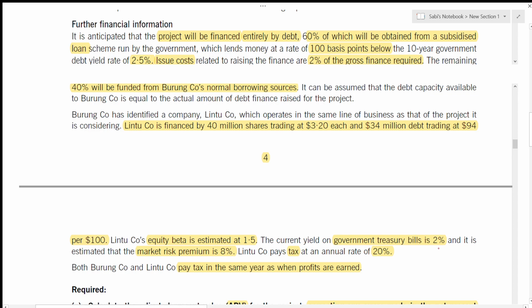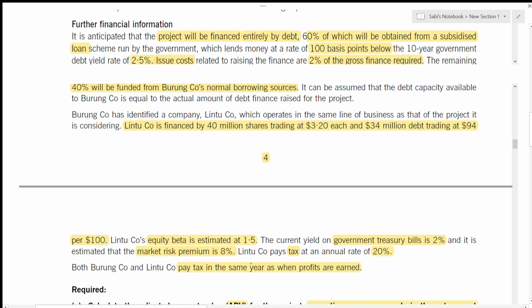They're giving you a government treasury bill, right? Because we are so used to this risk-free rate, that if it's not there, we panic. Where is the risk-free rate? This is the risk-free rate. Okay, and it is estimated that the market risk premium is 8%. So you can use your CAPM model to find the cost of equity. That's why they have given this information.